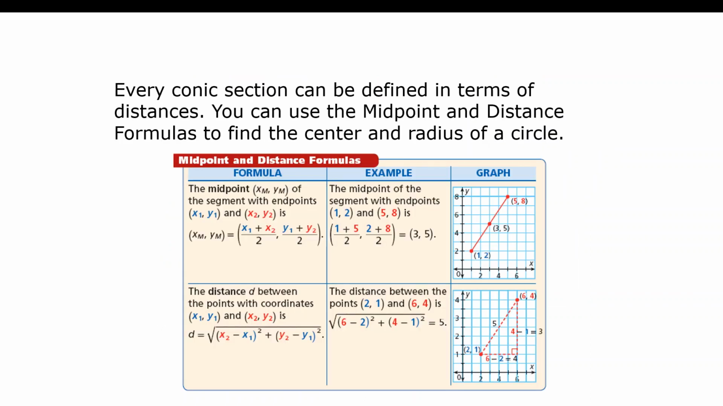Every conic section can be defined in terms of distances. You can use the midpoint and distance formula to find the center and radius of a circle. This chart can be found on page 724 in your textbook.